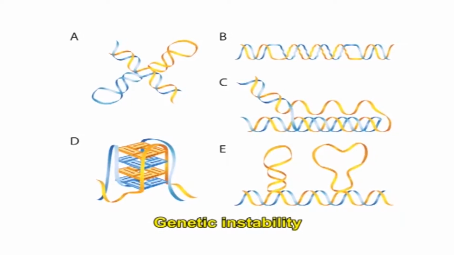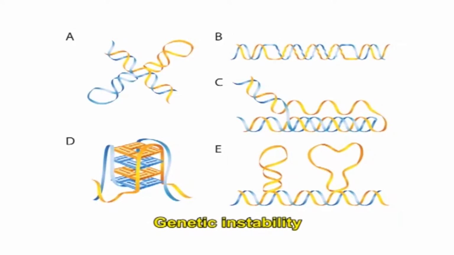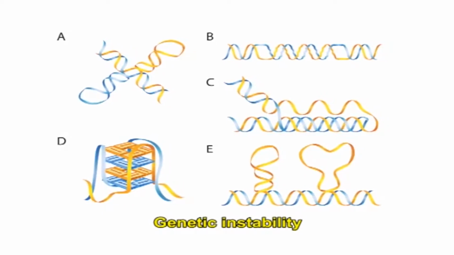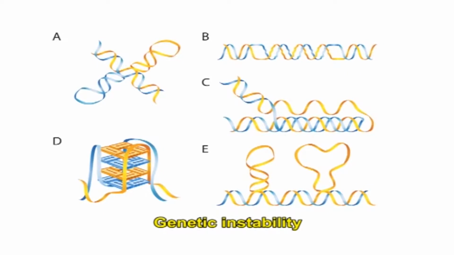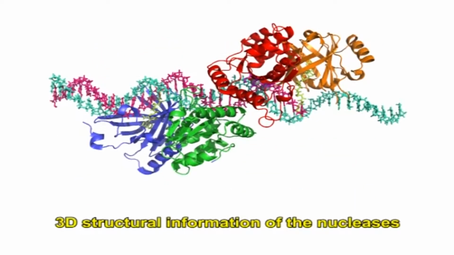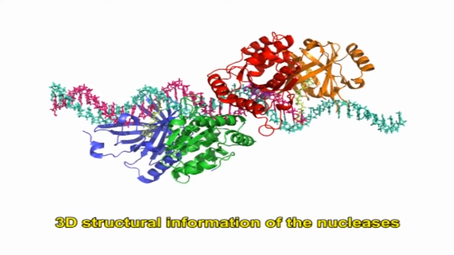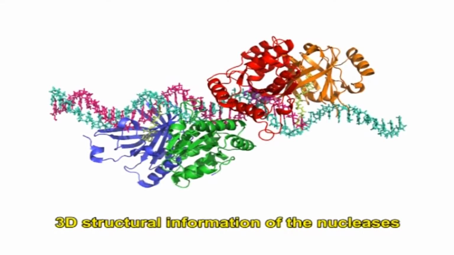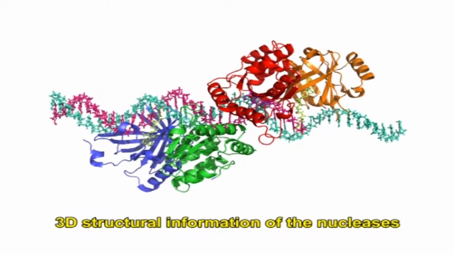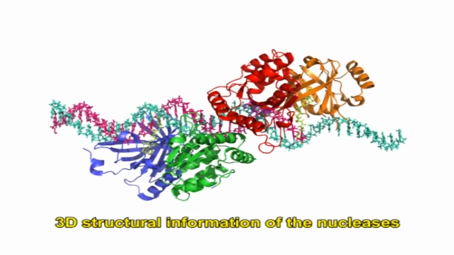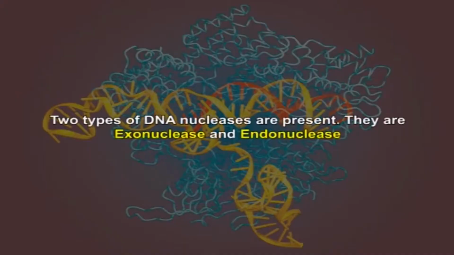Thus, structural biology on many nuclease actions is needed for the clarification of the molecular mechanism of the complex DNA repair machinery. 3D structural information of the nucleases is also rapidly gathering, further providing important insights into the molecular architectures along with the cleavage mechanisms and DNA recognition. Two types of DNA nucleases are present. They are exonuclease and endonuclease.